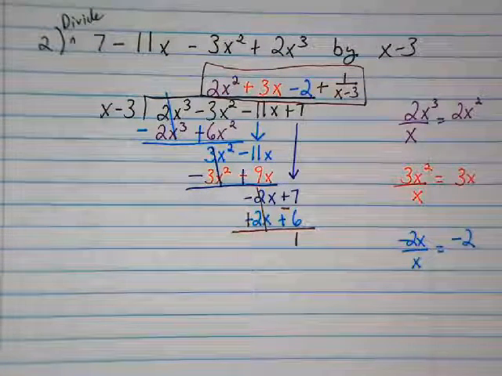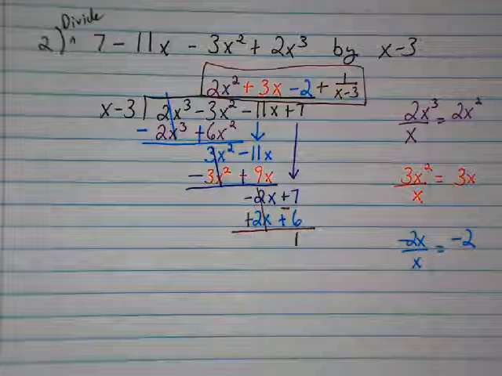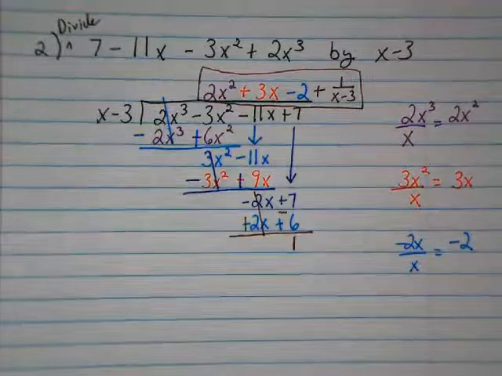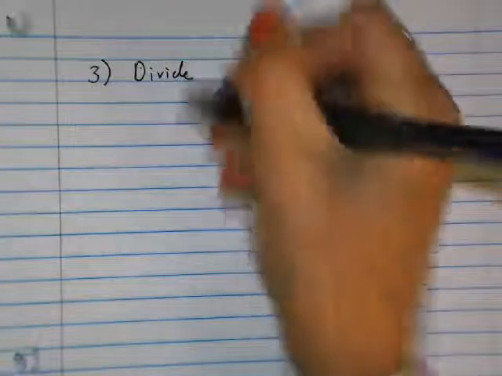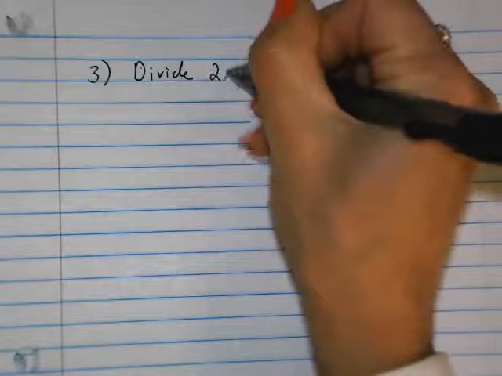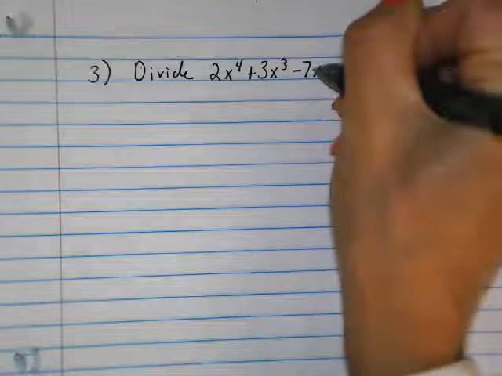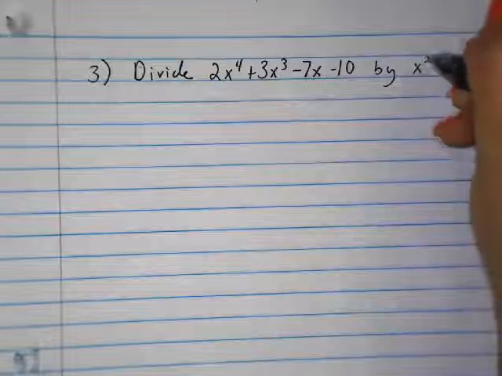Okay? Alright, we got one more on our plate to do. This one's going to look good. And in fact, I'm debating whether I need another sheet. I'm going to go ahead and get a fresh sheet of paper. Alright, I'm going to divide 2x to the 4th plus 3x cubed minus 7x minus 10 by x squared minus 2x.